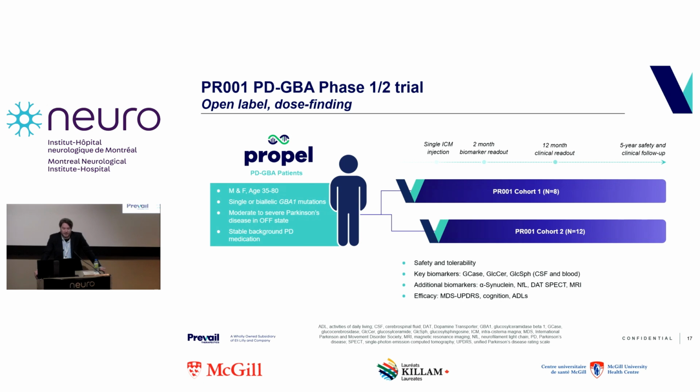We are enrolling males and females between the ages of 35 and 80. Importantly, the patients are single or biallelic GBA1 mutation carriers with moderate to severe Parkinson's disease in off state with stable background medication. Again, the route of administration is ICM, and then we have follow-up readouts. P01 cohort 1 has N equals 8 patients. Cohort 2 is 12 patients. We assess safety and tolerability, key biomarkers, lipids, proteins, and additional biomarkers, and efficacy is tested by MDS and cognition as well as activities of daily living.